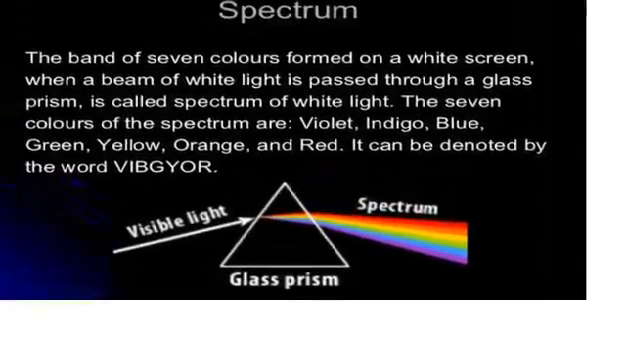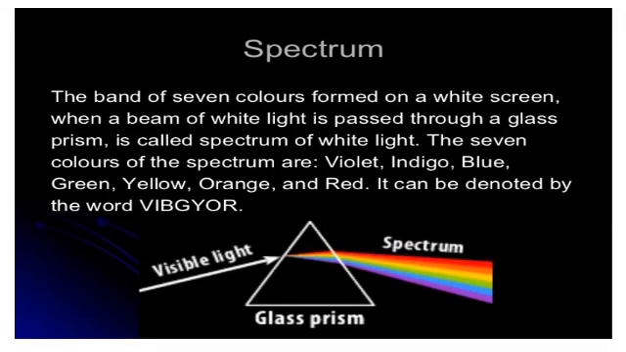Now students, we will discuss spectrum. The band of 7 colors formed on a white screen when a beam of white light is passed through a glass prism is called the spectrum of white light. A band of different colors, a band of 7 colors, you can see. The 7 colors of the spectrum are violet, indigo, blue, green, yellow, orange, and red. It can be denoted by the word VIBGYOR.